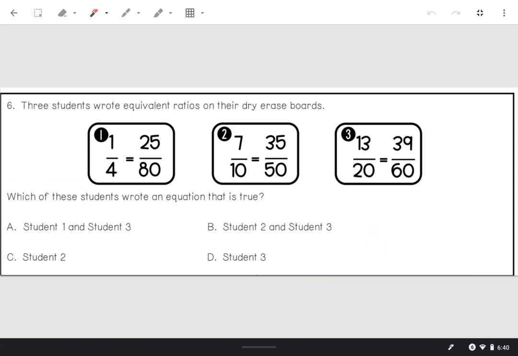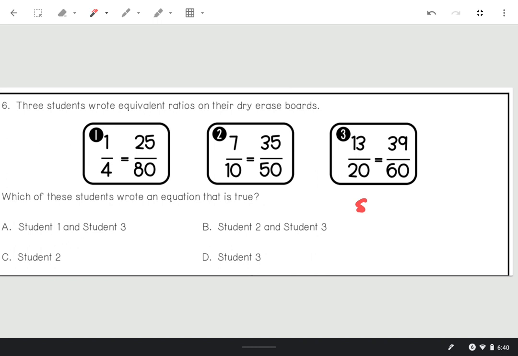There's a couple of ways you can do this. The first thing you can do is simplify, or you can check cross products. Either way, they have to be the same. Simplify means to divide by a common number. Cross products means to multiply across. It doesn't really matter which one you pick, you're going to get the same answer.